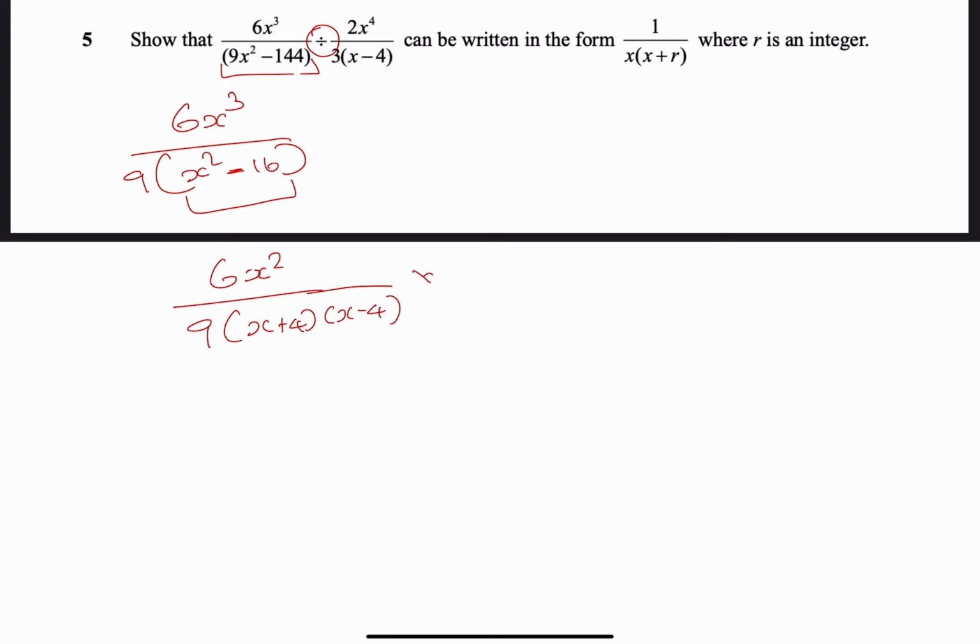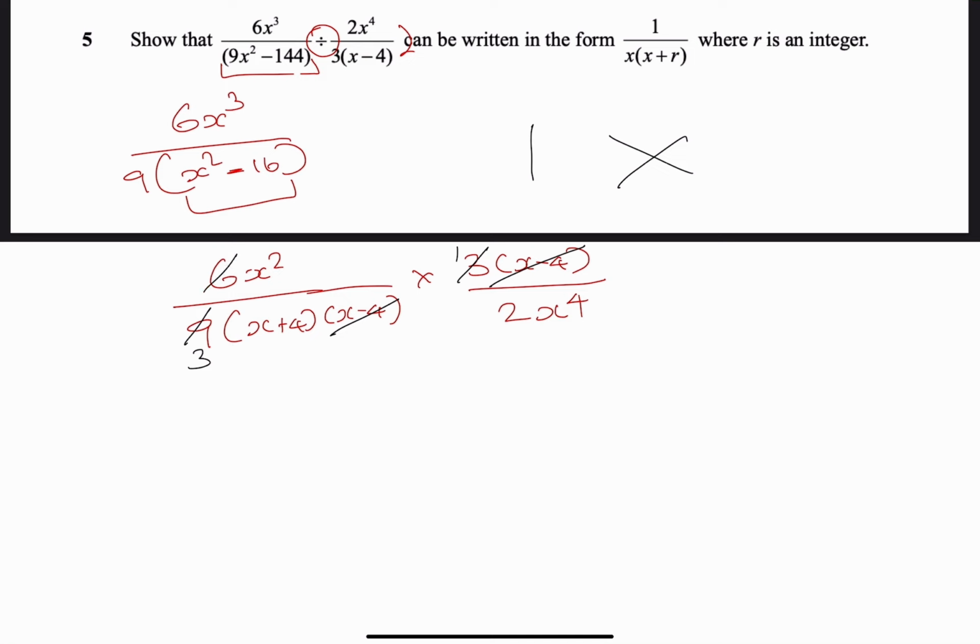Divide means you put times and you switch these around. 3 bracket x minus 4 over 2x to the power 4. Okay, let's see. You can cancel up and down, you can cross cancel. Always cross cancel it. x minus 4 can cancel. 3 and 9 can be divided by 3. That makes it 1. If you divide it by 3, that makes it 3.